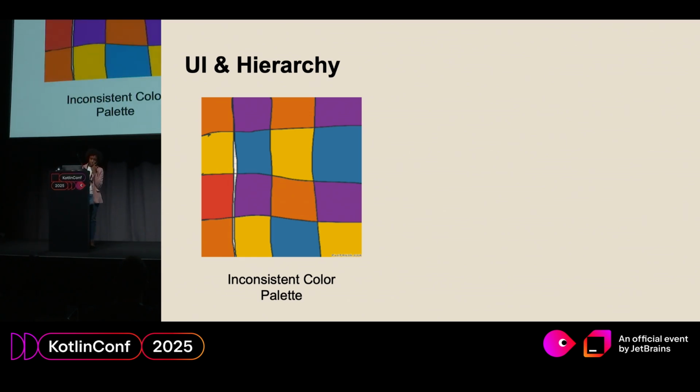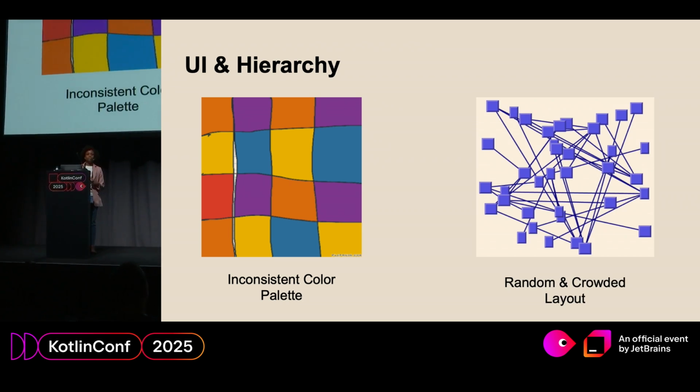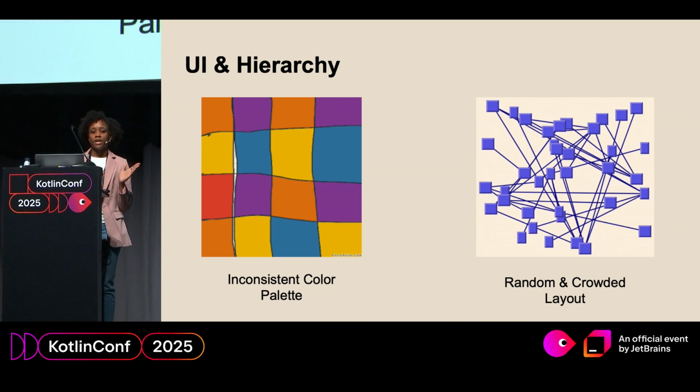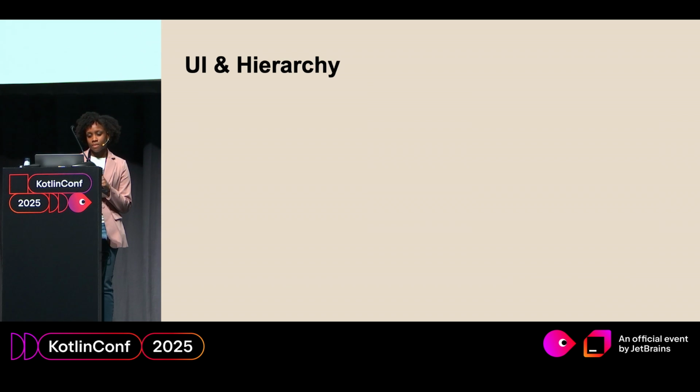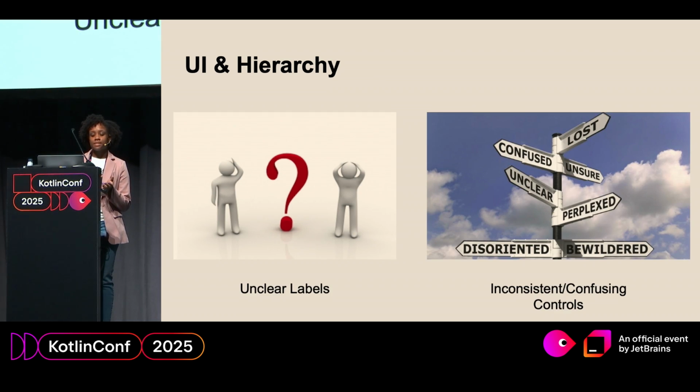With that, we noticed that there is an inconsistent color palette, so the colors don't actually mean anything in that situation. Random or crowded layout, so each row is not aligned either left or right, so it's weird to look at as a whole. Then we have unclear labels, and then inconsistent or confusing controls. That's the different actions that can be taking place, even though all of them are, in a sense, doing the same thing by enabling or disabling one of the features.